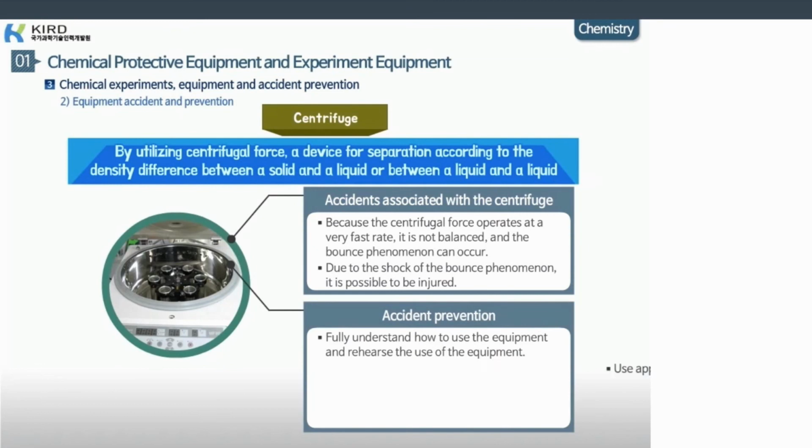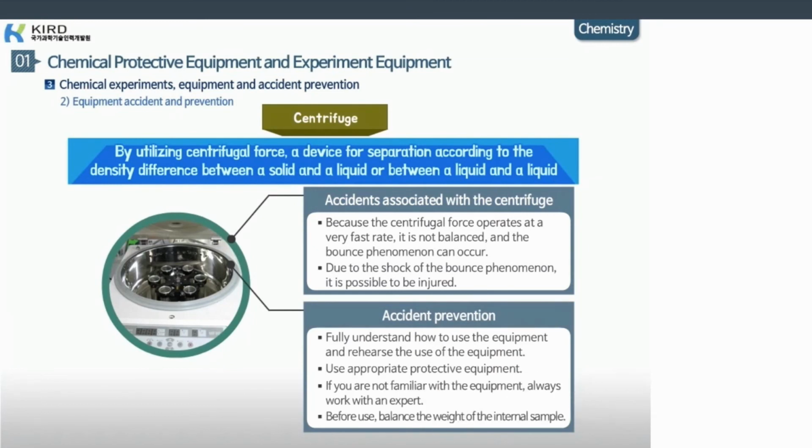To prevent an accident, fully understand how to use the equipment and rehearse the use of the equipment, and use appropriate protective equipment. If you're not familiar with the equipment, always work with an expert. Before use, balance the weight of the internal sample.